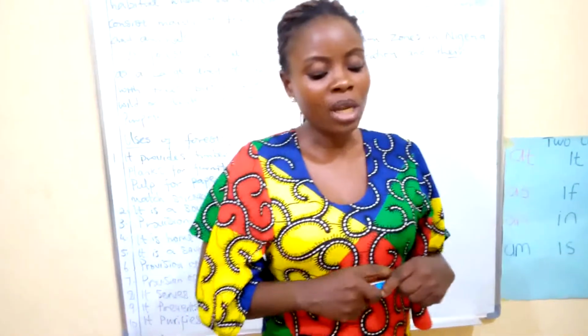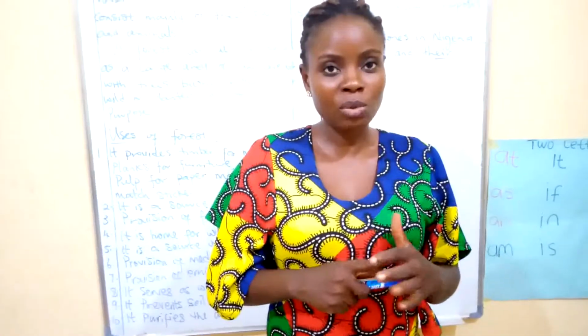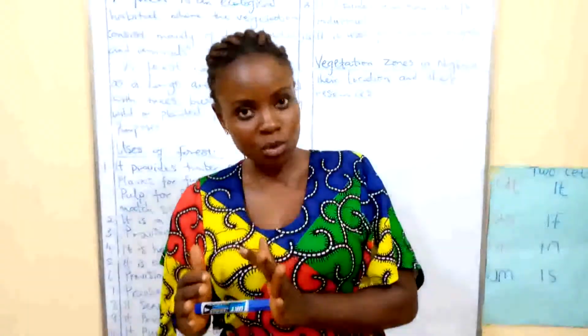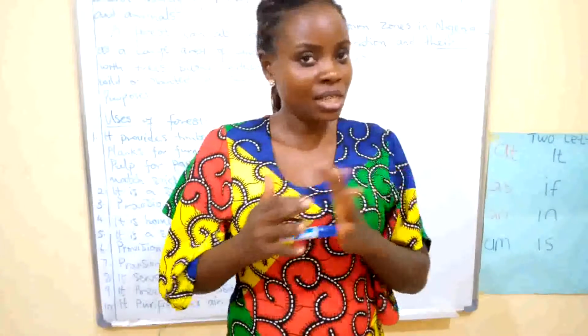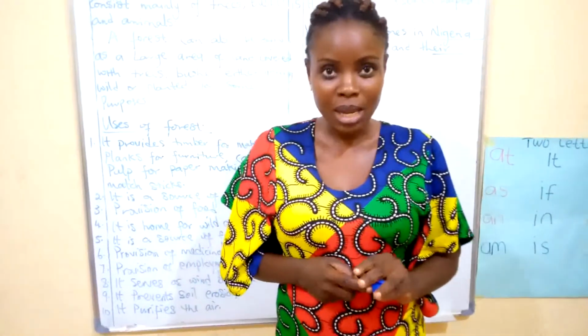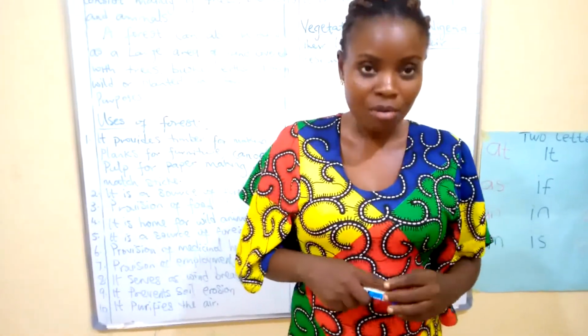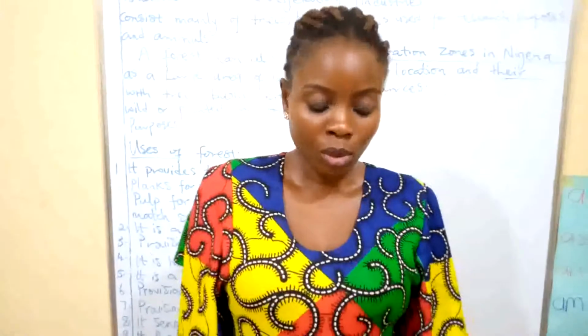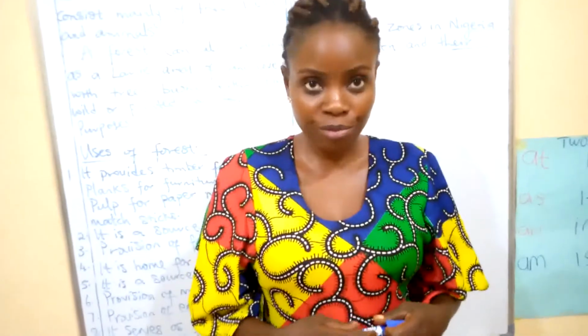Okay, now we have two major categories. We have the forest and the savanna zones. The forest is divided into mangrove and rainforest. Okay, I told you that we have the mangrove and the rainforest. Now, it can also be called mangrove swamp forest.